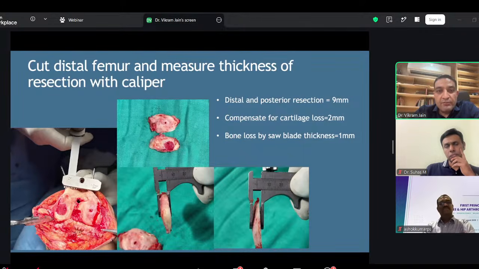Now, distal femur is cut and immediately measured with the caliper. Now, in this particular example, once you cut it, the target for this particular implant is a 9 millimeter thickness. Now, if the cartilage is missing, you compensate by 2 millimeter, which is, by standard, the thickness of the cartilage. You compensate by 2 millimeter. And once you measure, since the average thickness of a saw blade is 1.19 or 1.27, you subtract 1 millimeter for the thickness of the saw blade. So in this particular example, it comes out to be 6 millimeter, which is accurate for this particular case.